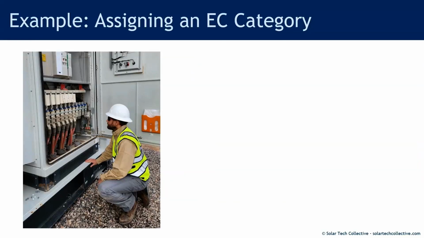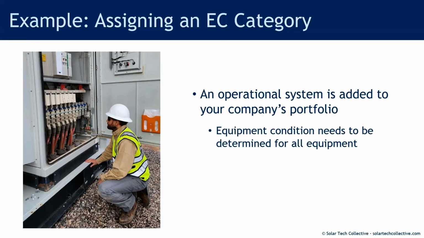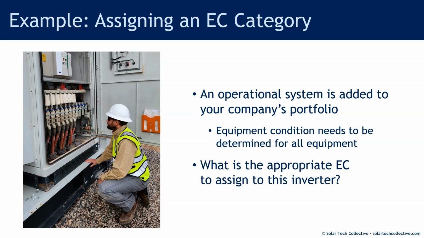Let's pull all of this together with a specific example. Let's say your company is adding an operational system to its portfolio, and the system will be maintained under an O&M program structured around NFPA 70B. One of our first steps is to figure out the equipment condition category for everything on site. One major piece of equipment that needs an equipment condition category on the site is the central inverter. How do we go about doing this?